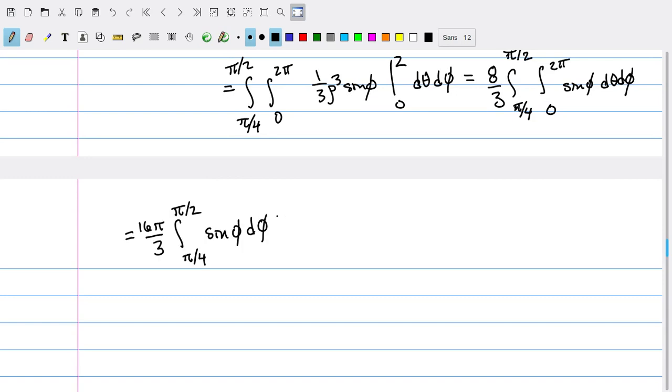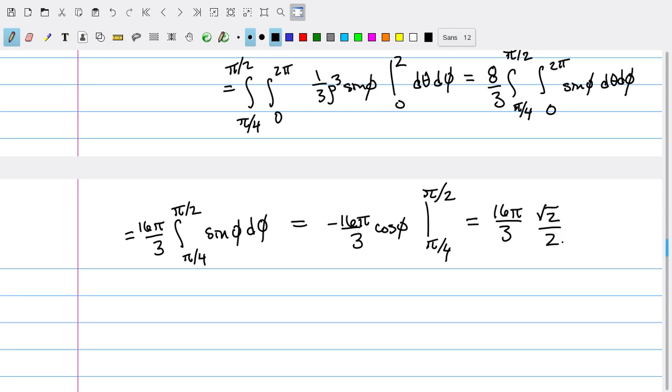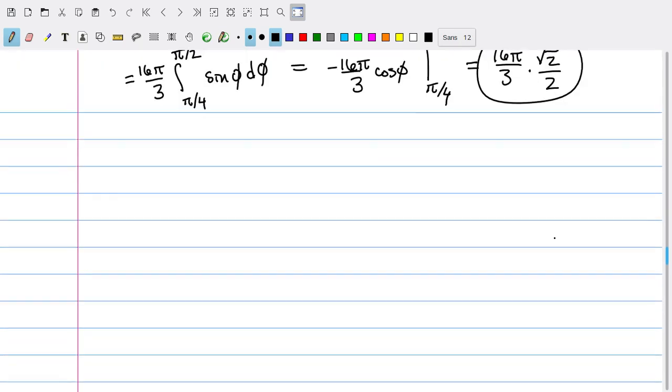This is just 16 pi over 3 times the integral from pi over 4 to pi over 2 of sine of phi d phi, which in turn is minus 16 pi over 3 times cosine of phi evaluated from pi over 4 to pi over 2. Of course, cosine of pi over 2 is 0, and the cosine of pi over 4 is root 2 over 2, so this becomes 16 pi over 3 times the square root of 2 over 2. So that was a nice first example.